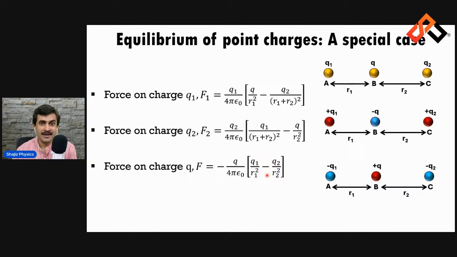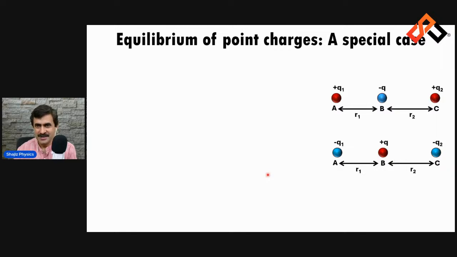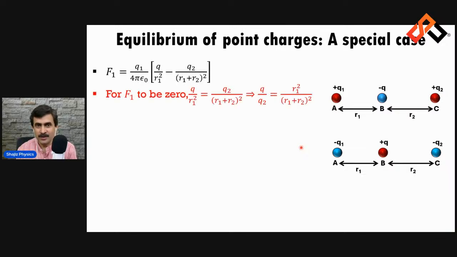Now, we can consider the case of equilibrium for all these cases. What do you mean by equilibrium? We already discussed that equilibrium means the net force acting on a particular object is zero. In that case, the object will be under translational equilibrium. So, since the force acting on the first charge F1 is this much, which we calculated in the previous slide, if this force is equal to 0, then the charge Q1 will be under equilibrium.